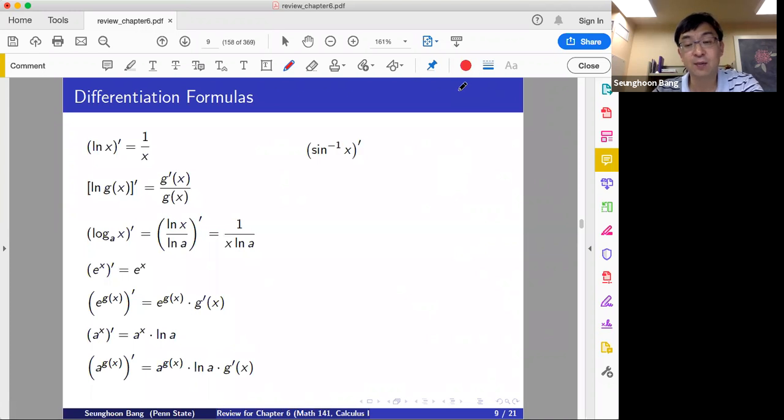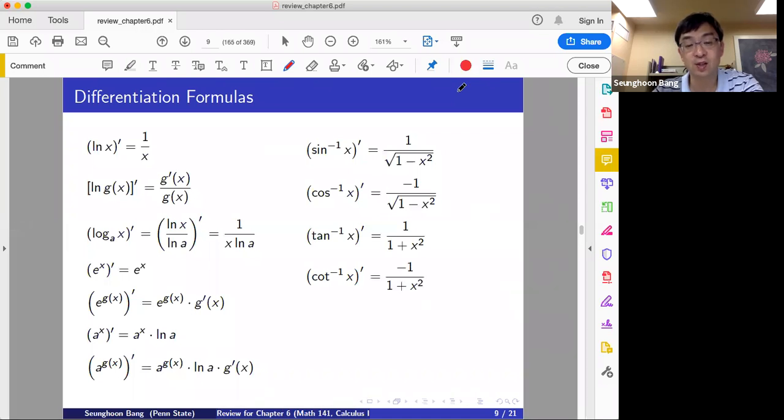The derivative of inverse sine x is 1 over square root of 1 minus x squared. Inverse cosine x is negative 1 over square root of 1 minus x squared. Inverse tangent of x is 1 over 1 plus x squared. Inverse cotangent x is negative 1 over 1 plus x squared. Inverse secant x is 1 over x times square root of x squared minus 1. Inverse cosecant x is negative 1 over x times square root of x squared minus 1. You need to know these differentiation formulas.